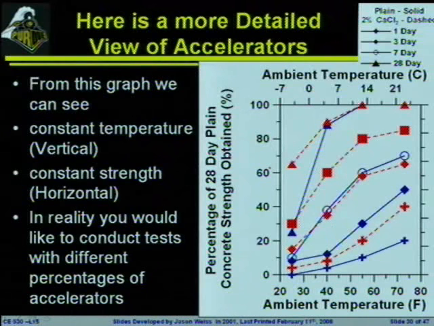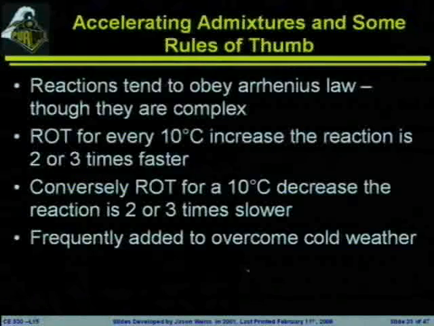Here's just a little bit more information that you can see on the different accelerators. I'm not going to spend a lot of time looking at this. Again, we've got the constant strength on our y-axis. We've got the ambient temperature along the x.